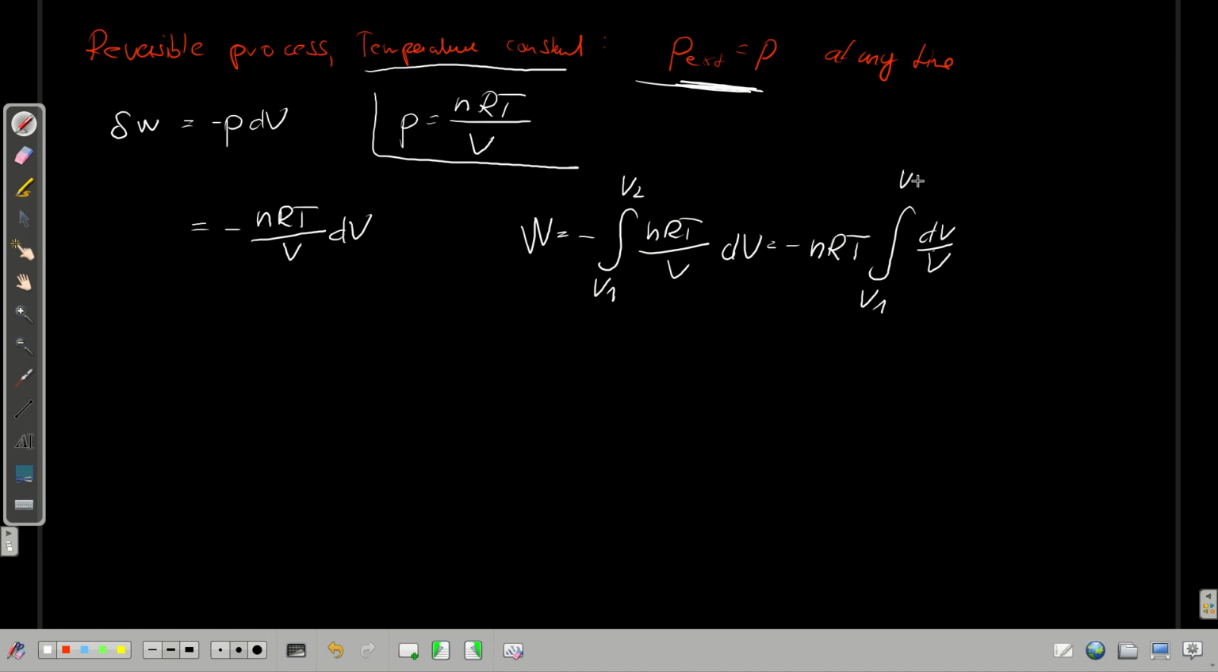And we write the integral again, and this can be evaluated to be minus nRT times the natural logarithm of the ratio V2 over V1, and let's rewrite this again by using the rules of logarithms. It's V1 over V2.